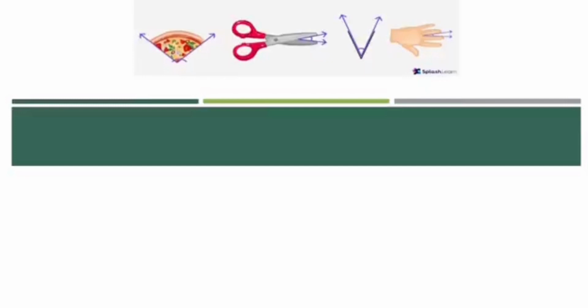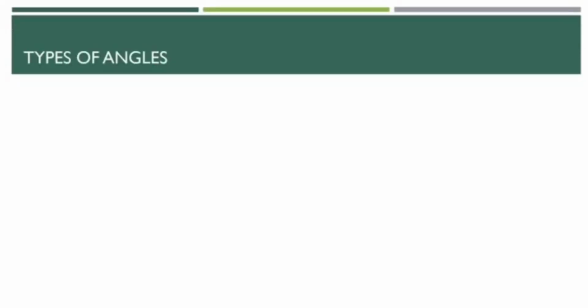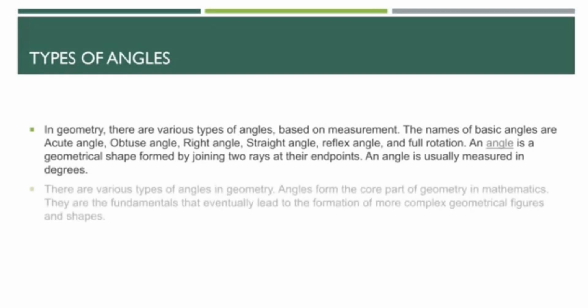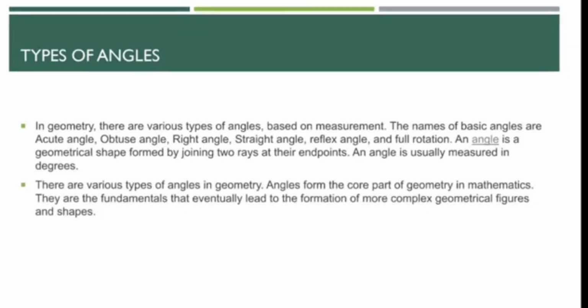Now let's move on with the types of angles. In geometry, there are various types of angles based on measurement. The names of basic angles are acute angle, obtuse angle, right angle, straight angle, reflex angle, and full rotation. An angle is a geometrical shape formed by joining two rays at their endpoints. An angle is usually measured in degrees.